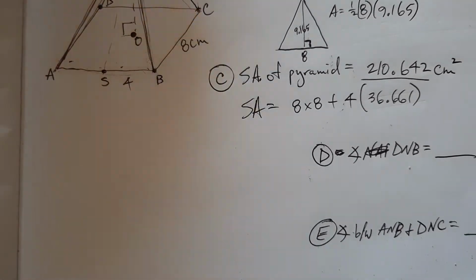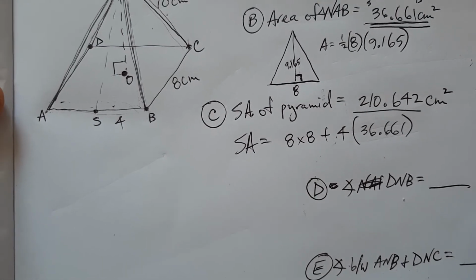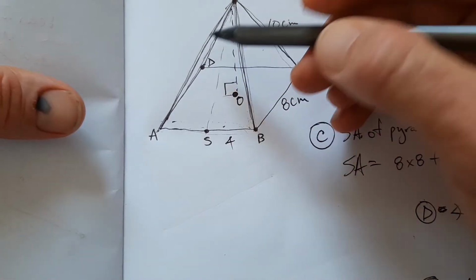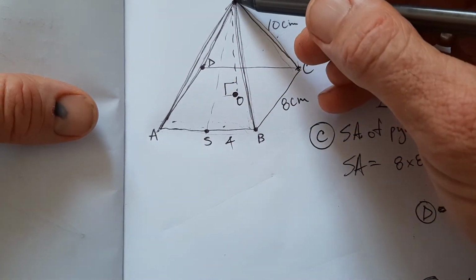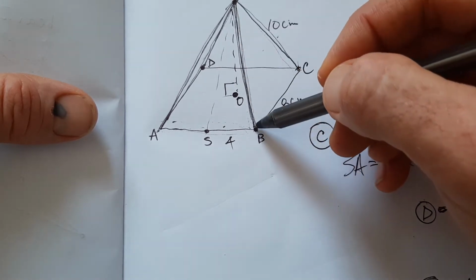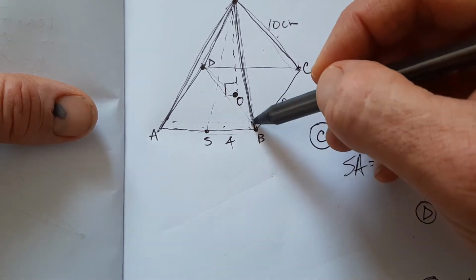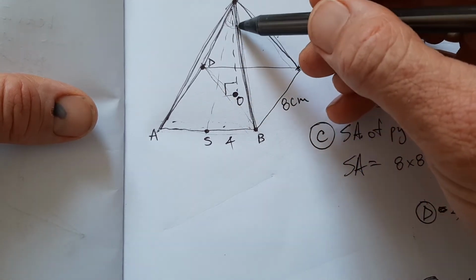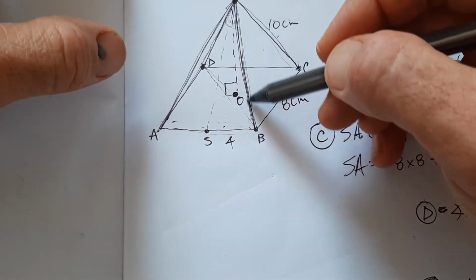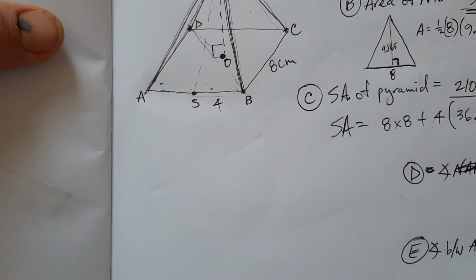Okay, angle DNB. Okay, where is that angle? Let's see. So D is in the far corner over here. NB. Oh, okay. So that's interesting. So this is this across this here. It wants to know this angle, like hanging down from the roof. DNB. Oh, well, that might be fun.